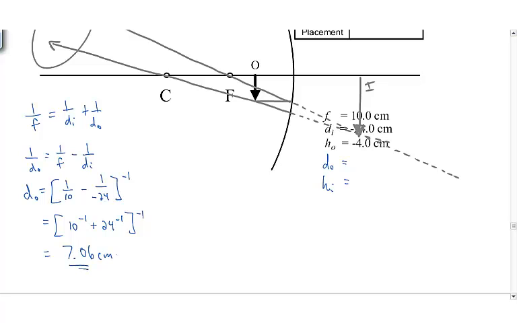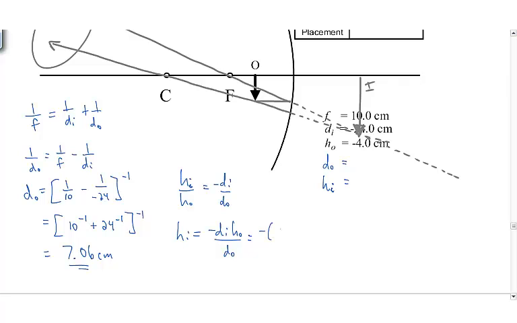So knowing the distance to the object, we can use the magnification equation. So hi over ho is equal to negative di over do. And I want to solve for hi, which is the height of the image. So cross multiplying, I'm going to move that ho up to the other side, multiply both sides by ho. So I'm left with negative di times ho over do. I substitute my values in.